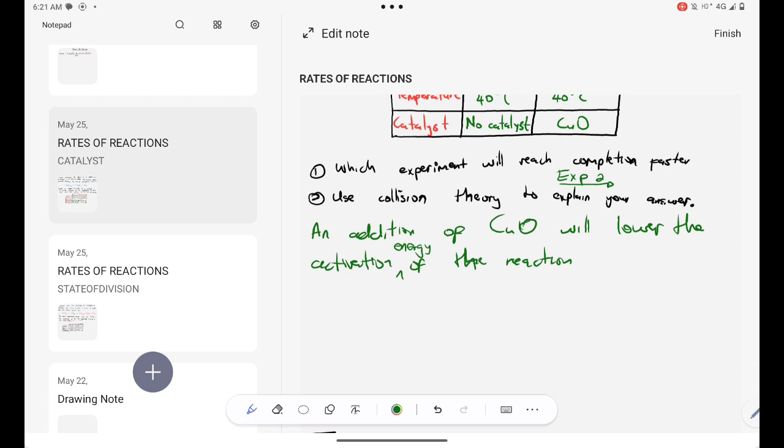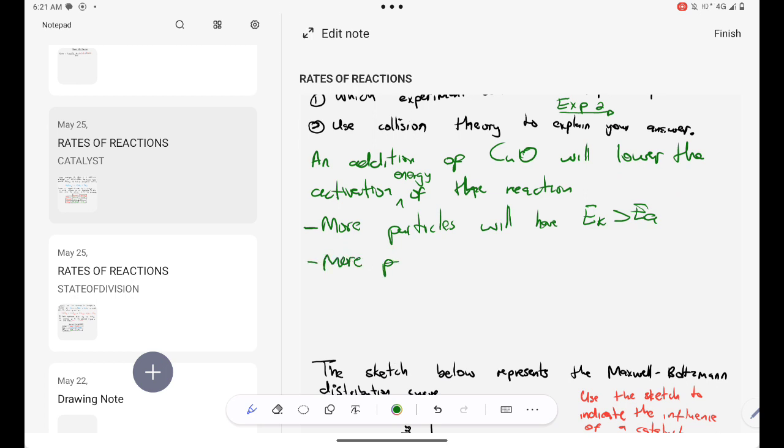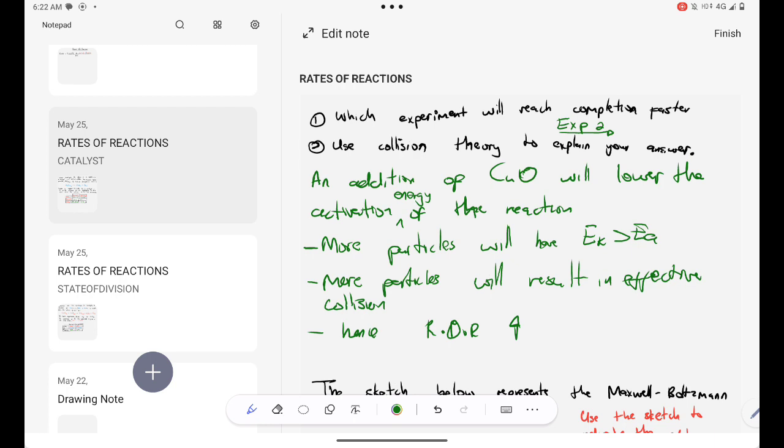Are you together? So if now, guys, the activation energy is lowered, it simply means that more colliding particles will have the kinetic energy that is greater than the activation energy. Are you together? And hence now more particles will result in effective collisions, and hence the rate of reaction will increase. Or rather, we can say hence the reaction will simply reach completion faster.